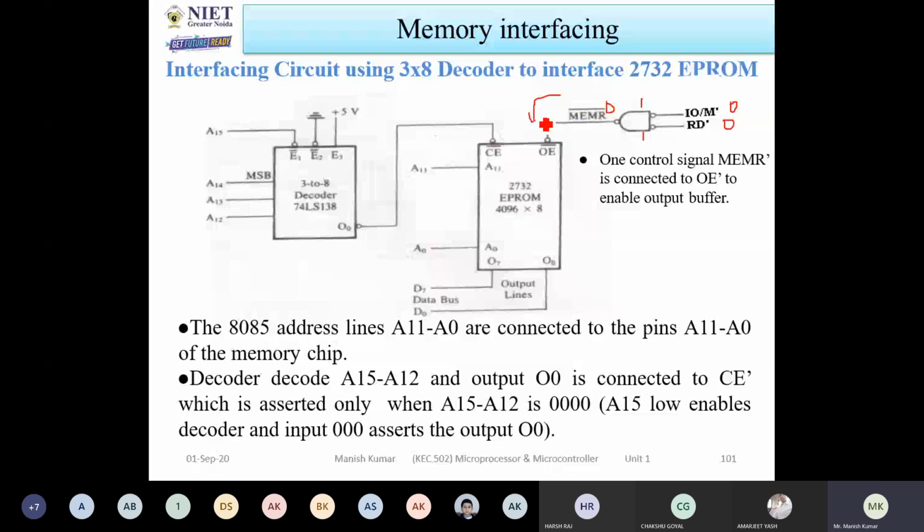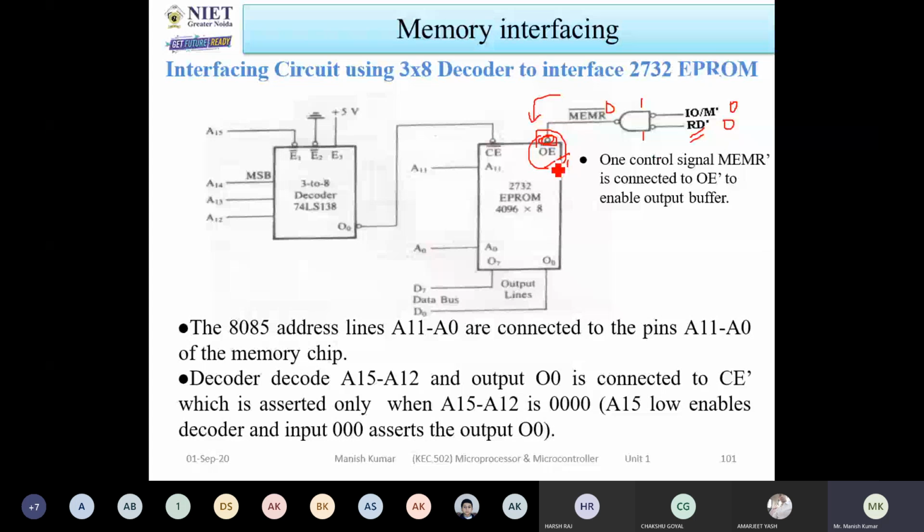This is the output enable pin and it is an active low signal. Whenever there is an active low signal, it is denoted by the dot. So this will be 1. If it is 1, it means the output enable pin is activated. So whenever the read bar signal is activated, then the output enable pin is active, and at that time you can read the data from the output buffer.